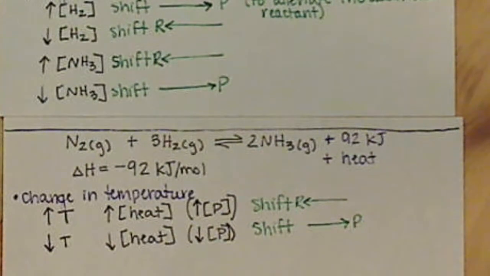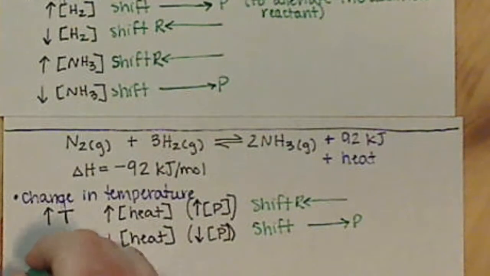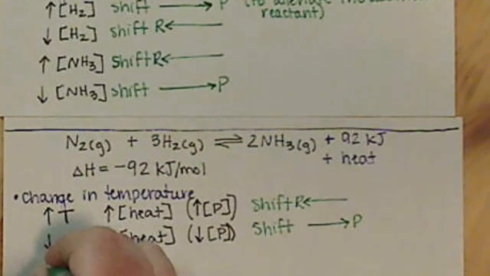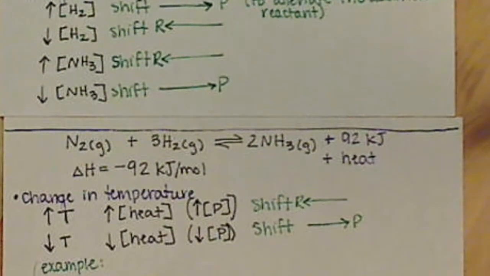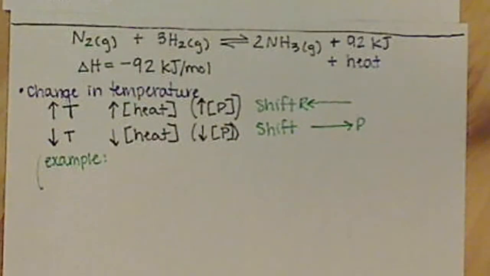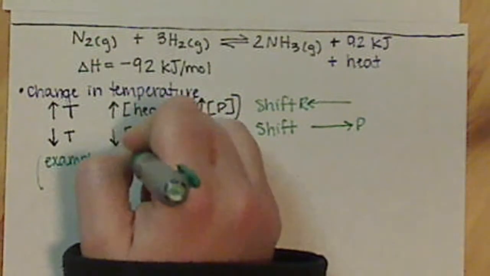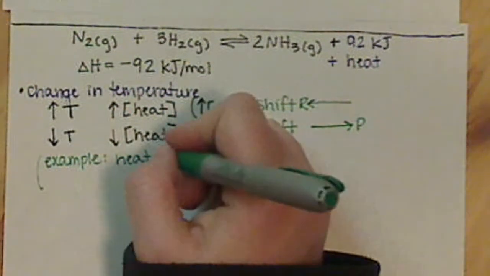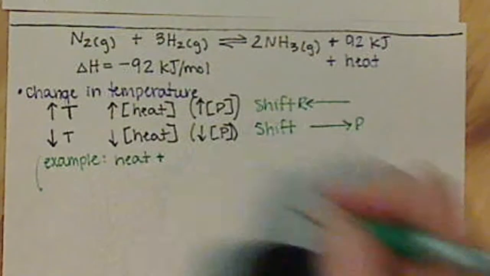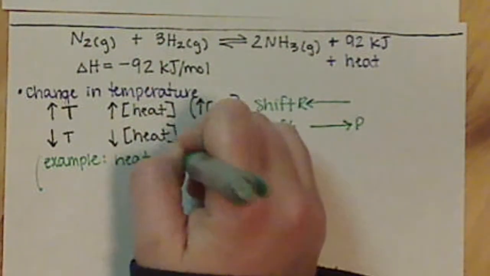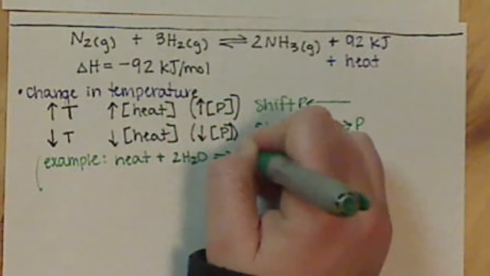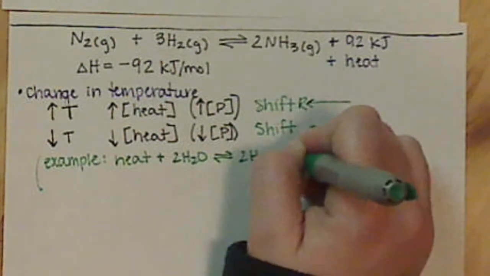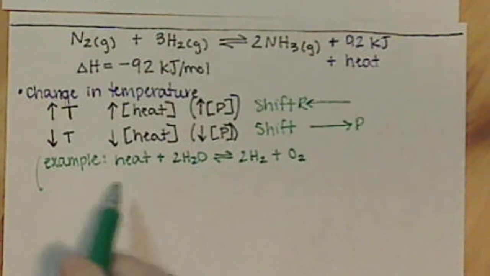Now keep in mind, if we had a different example, I'm going to do a little sidebar here. If we did a different example that was endothermic, we had to add heat to it. So we'd have, say, heat as a reactant. And let's say we're going to apply that to some water, and we're in equilibrium with some hydrogen and oxygen.